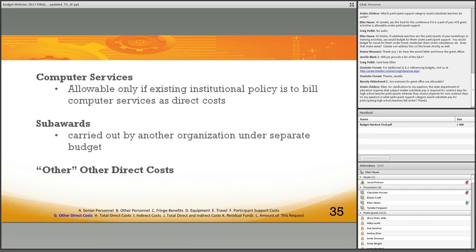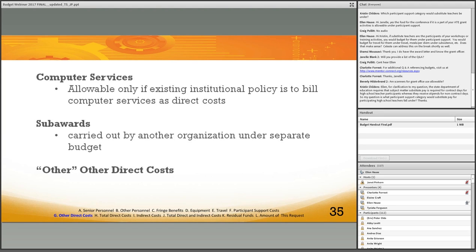Moving forward to other direct costs, we have computer services. So the cost of computer services may be requested only if your existing institutional policy is to bill computer services as direct costs. This category typically refers to costs for computer-based retrieval of scientific or technical data and information necessary to support or inform your work. And justification of established computer service rates at your organization must be included. Do note general purpose computer equipment such as for word processing should not be requested.